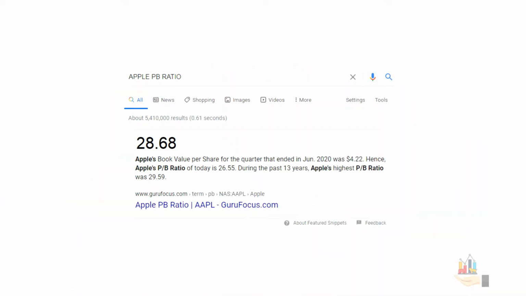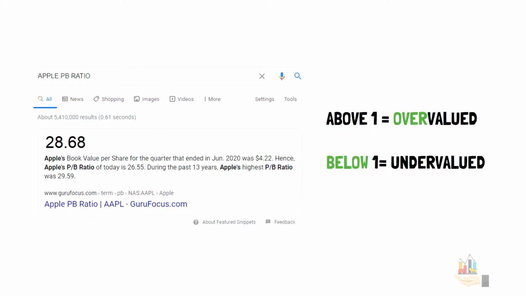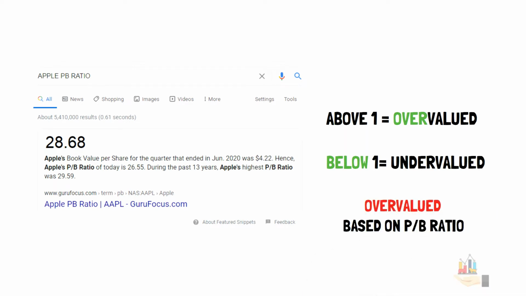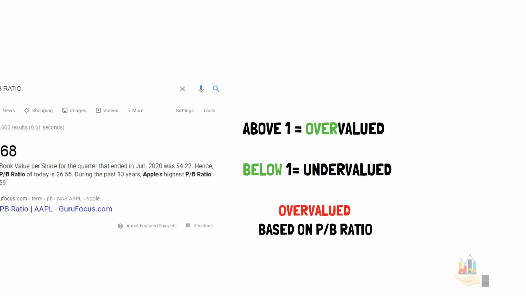A good example is Apple. Its PB ratio of September is 28.68. That means if the number is above 1, the stock is considered overvalued. So Apple, it's not a good idea to buy right now. We can wait for the PB ratio to decrease to buy the stock at a better price.